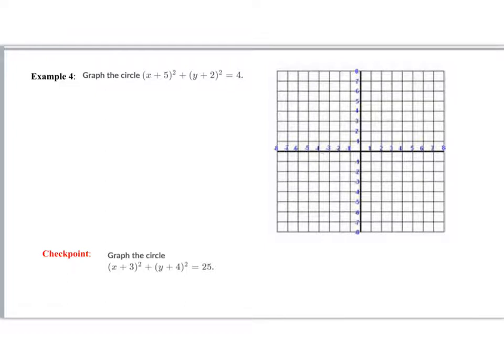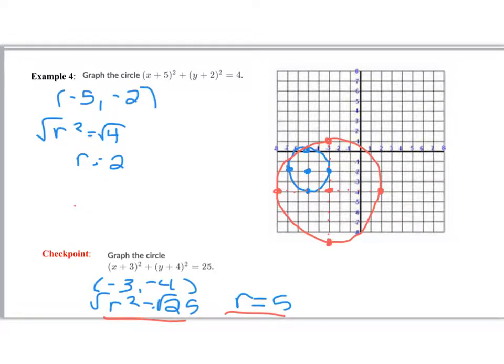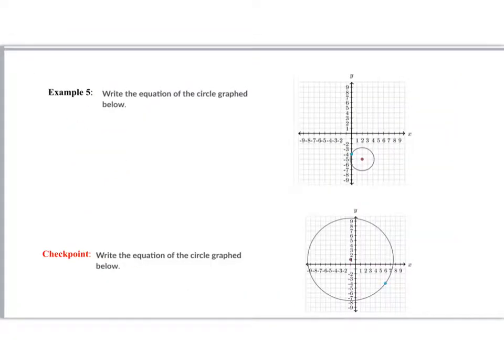Okay, next problem. Graph the circle, but first we got to know what the center is. So the center is -5, -2, and the radius would be 2. So to graph this, we'll go to -5, -2, and then we're going to go 2 all the way around and connect your dots. Okay, go ahead and pause. When you're ready, go ahead and come back up for the checkpoint, and I'll have the answer for you. And here's the answer. Move on to the next one.